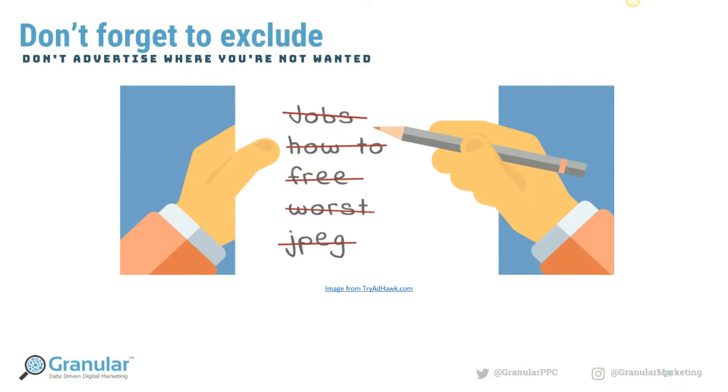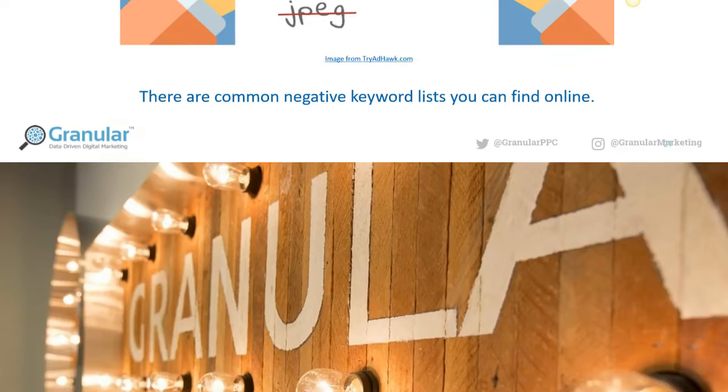And finally, don't forget to exclude. You don't want to advertise where you're not wanted. There are a lot of lists out there that you can find online if you search for B2B PPC negative keywords. Stuff like jobs, if they look for, in my case, energy savings jobs or energy management jobs. I don't want to advertise on that because that's not the audience I'm looking for. So make sure you take advantage of those negative keywords so you don't spend any money on those as well.